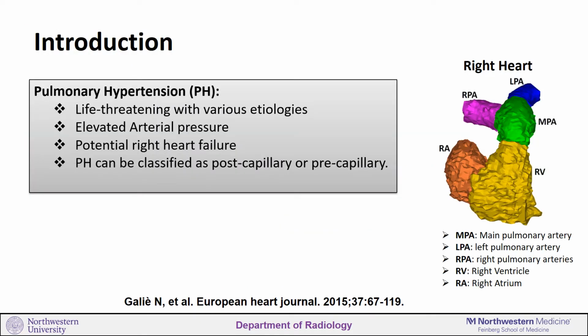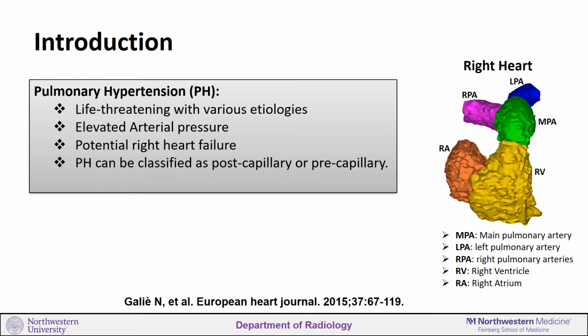Pulmonary hypertension is predominantly a right heart disease that is life-threatening with various complex etiologies. It is mainly characterized by elevated arterial pressure above 25 mmHg and can eventually lead to right heart failure and death.